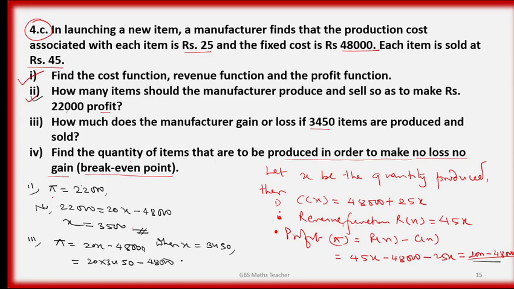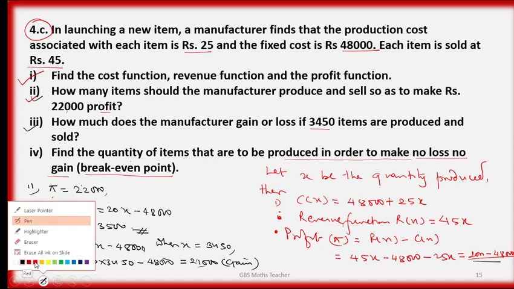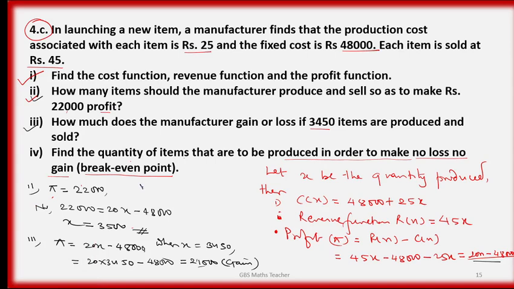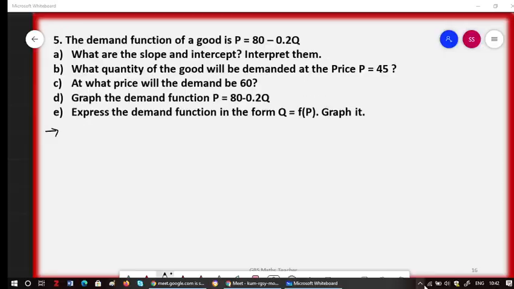This is gain or profit, because this is a positive value. The profit is this. This is also done. Now finally the last part, dear students, last question, that is about the break-even point. Break-even point means total cost equals total revenue. Total cost is 48,000 plus 25x.